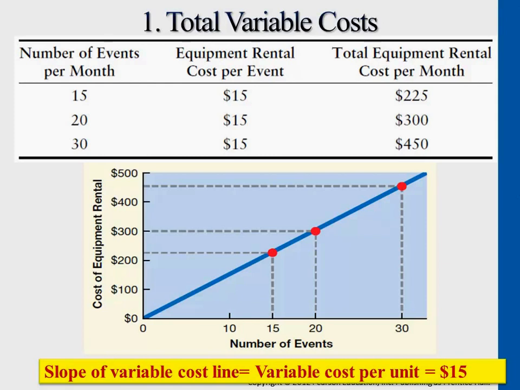If we take a look at the 20 and the 30 events, the x-axis change is 30 events minus 20 events. What about the total cost? At 30 events, the total cost incurred is 450, and then minus the 300. So you get a difference of 10 in events, and divide 150 by it to get, again, a slope of $15.